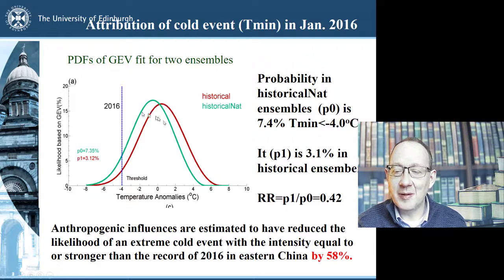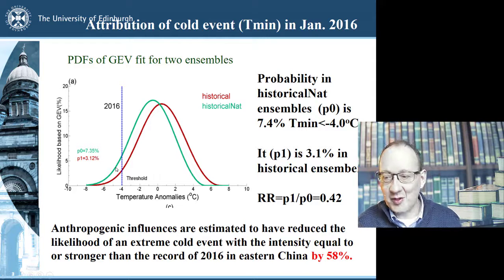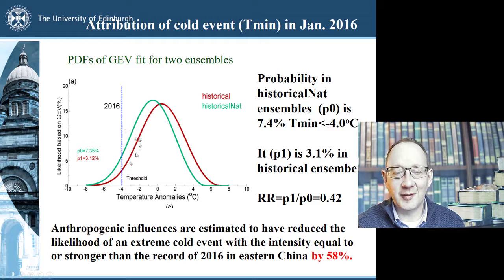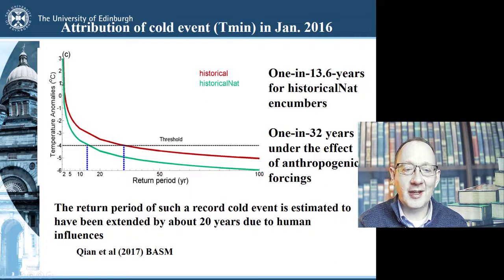So if P1, and so the risk ratio is 0.42. What that says is that anthropogenic influences are estimated to reduce the likelihood of an extreme cold event with an intensity equal to or greater than this record in 2016 in eastern China. Note, very careful language, which is what you expect from peer-reviewed literature, by 58%, i.e. basically reduced by 60%. That's my order of magnitude estimate. And what's the largest cause? It's essentially a shift. The historical world is warm relative to the natural.